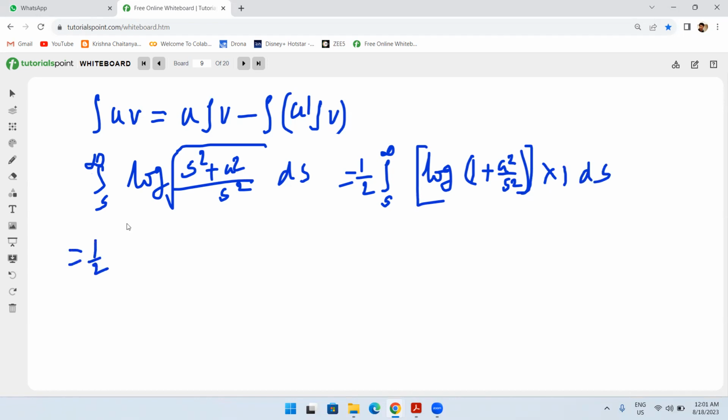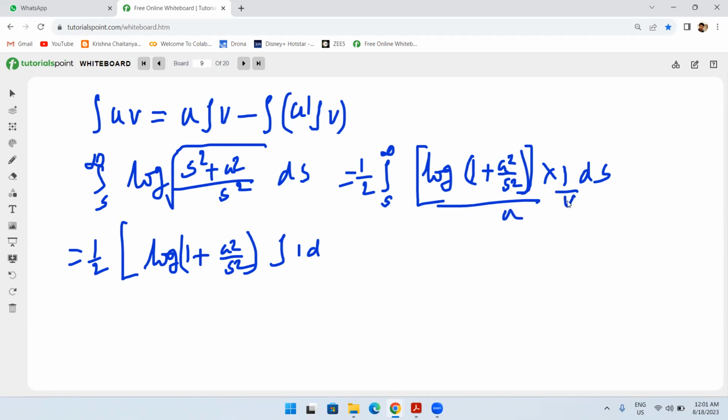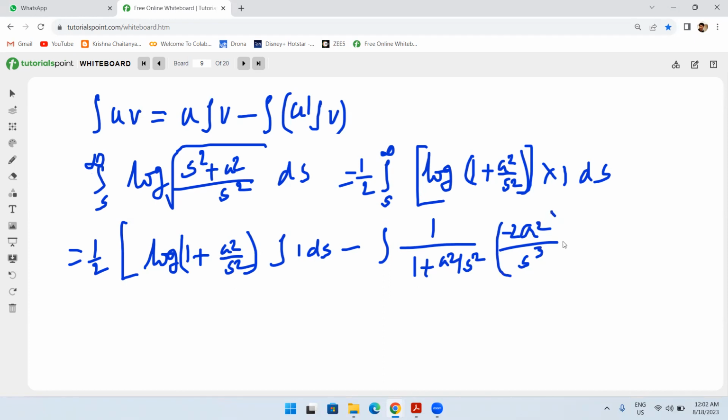So now 1 by 2 is anyway outside, and integration of log (1 plus a square by s square) into 1, integration 1, nothing but this is u, this is v, ds, minus integral u dash. What is u dash? The log derivative. What's the log derivative? 1 by (1 plus a square by s square) into the derivative of 1 plus a square by s square. The derivative of 1 is anyway 0, and the derivative of a square by s square is a square into the derivative of 1 by s square, which is minus 2 by s cube, ds.